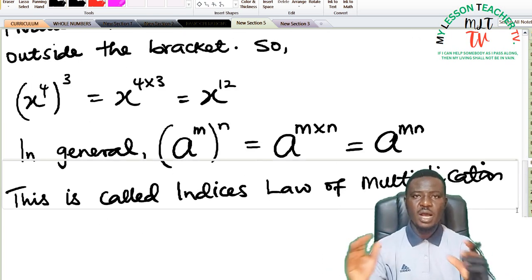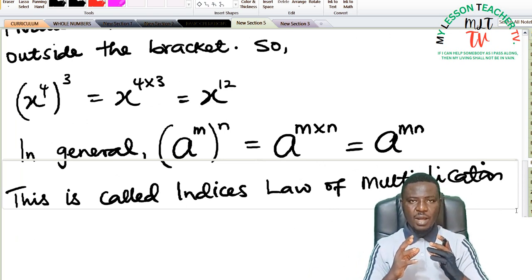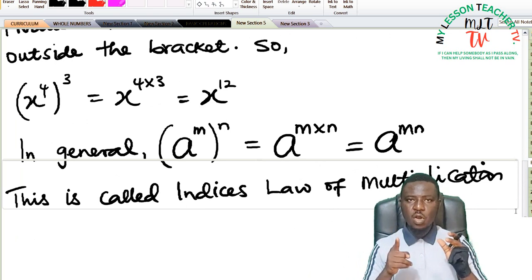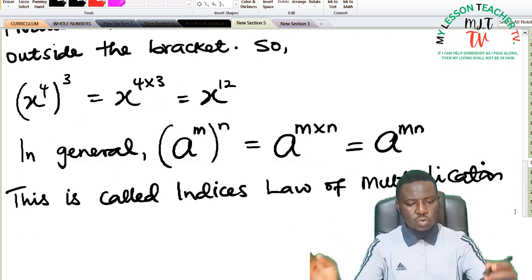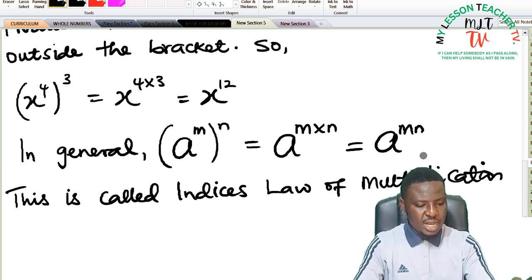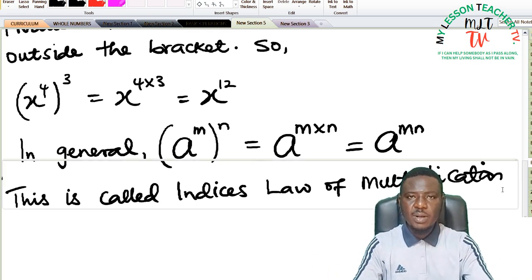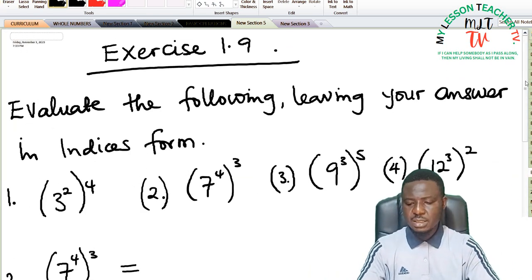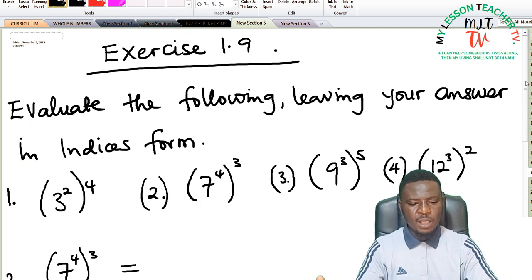What that means is when you have an index number that is raised to a power, the law of indices says you multiply their powers and it gives you the final answer. Let's take more exercises on the indices law of multiplication. Example 1.9 says we should evaluate the following, leaving our answers in indices form.